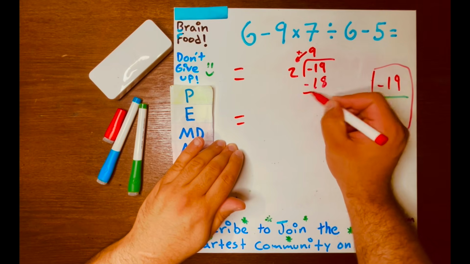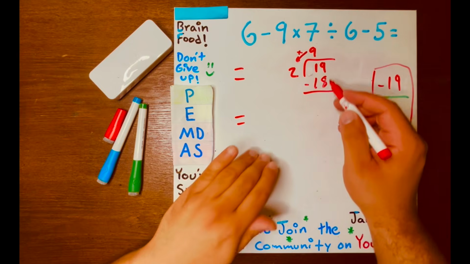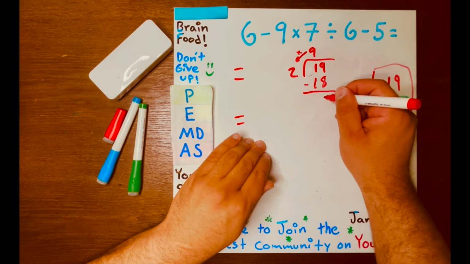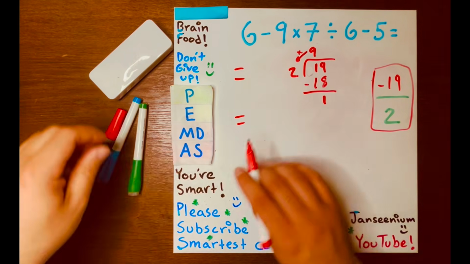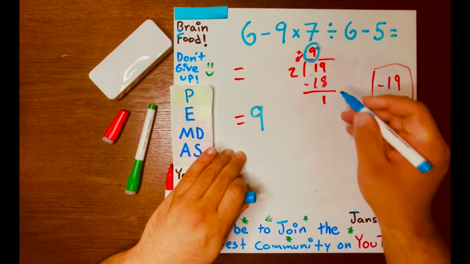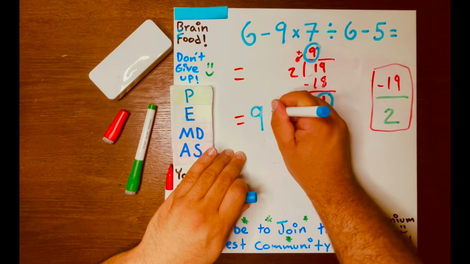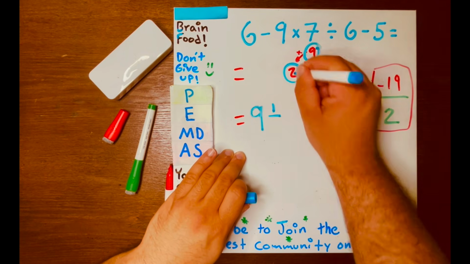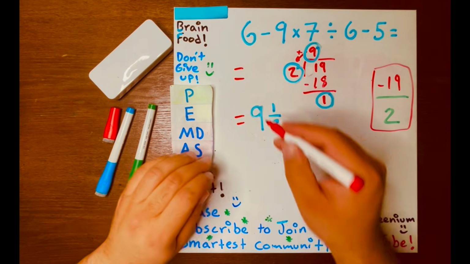That's the closest we'll get to 19. Because 8 times 2 is 16. So 19 minus 18 is 1. So our mixed number answer, the whole number, 9. The remainder is 1 that goes above the fraction bar, and then 2 goes below the fraction bar. And the decimal answer is 9.5.